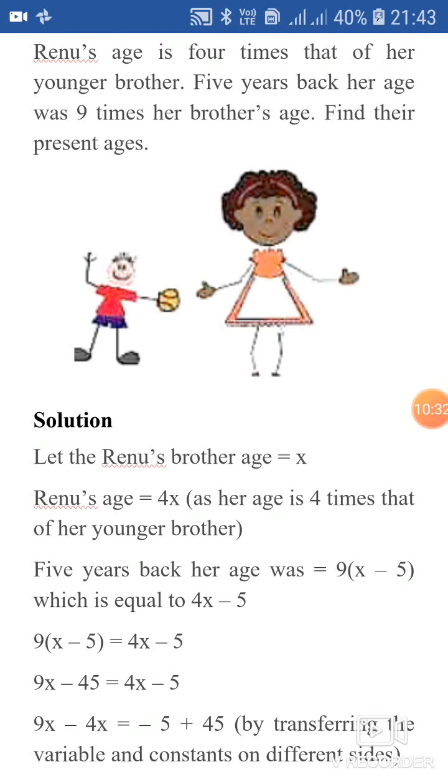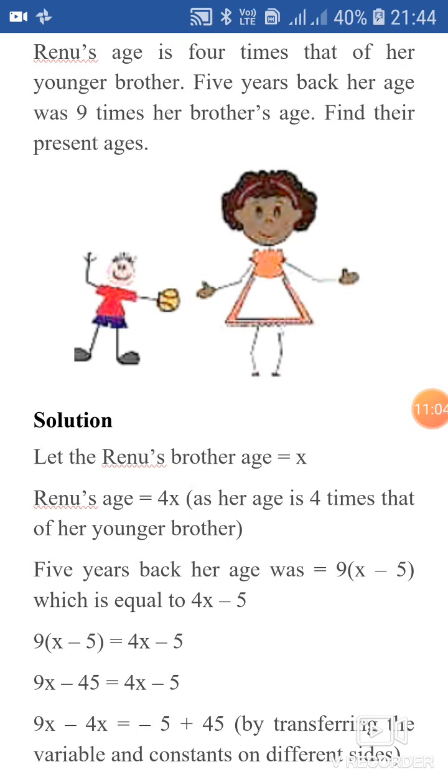So in these type of questions, we will start by supposing the age from the last words of the sentence. So what was this last word? Younger brother. So we will suppose the age of the younger brother. Let Renu's younger brother's age be x. What is the relation given for Renu's age? 4 times. So Renu's age becomes 4x, because Renu's brother's age was x. 4 times means 4 multiplied by the brother's age.